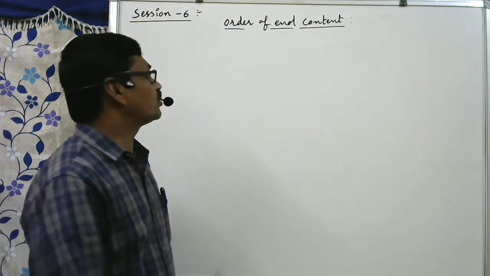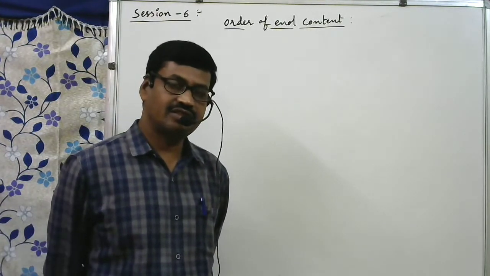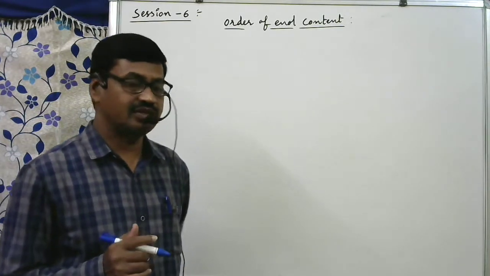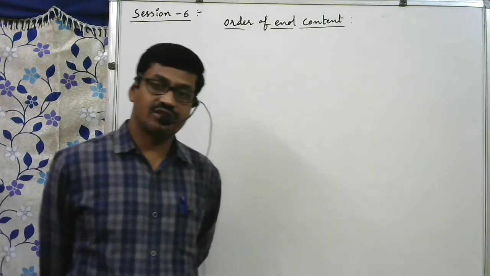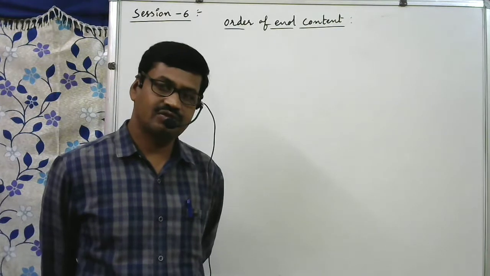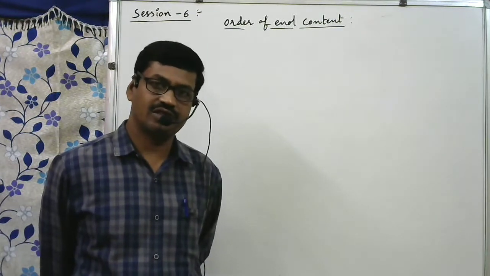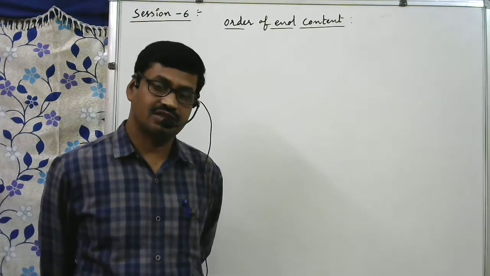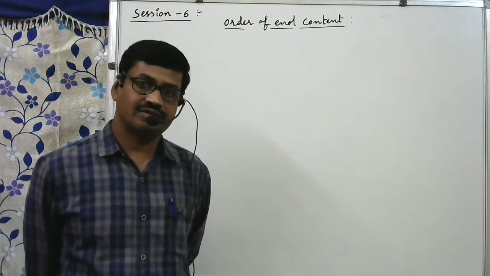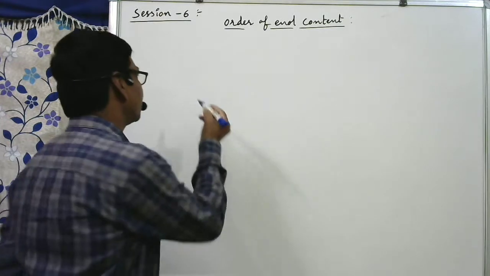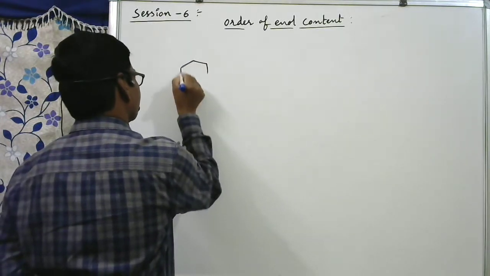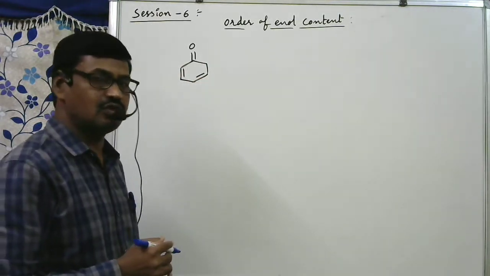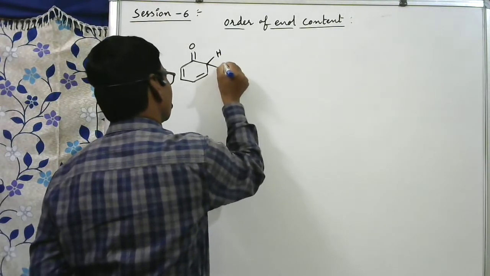In this session, we will discuss the order of enol content in different carbonyl compounds, or different compounds in which tautomerism is present. We have already discussed acetone and acetaldehyde. Acetone is almost 100% in the keto form, and acetaldehyde is also mostly keto. Now consider the cyclohexadienone form of phenol, with a double bond to O and two double bonds in the ring, as I wrote in the last class. This is phenol, because two hydrogens are present here.